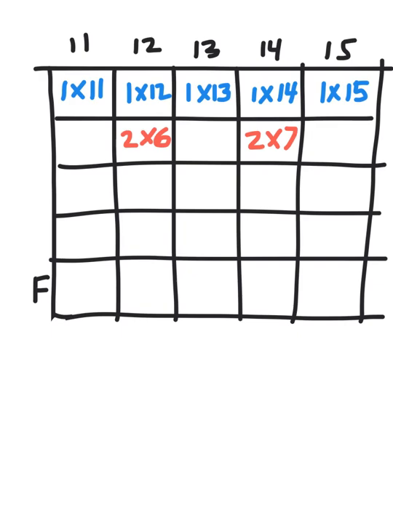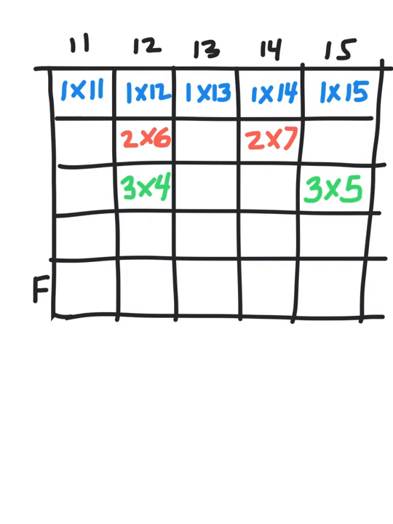Now let's think about the factor 3. Is 3 a factor of 11? 3 times something? No. How about 12? Yes, 3 times 4 equals 12. How about 13? 3 times something? No. 14? No. 3 times something equals 15? Yes. 3 times 5 equals 15.